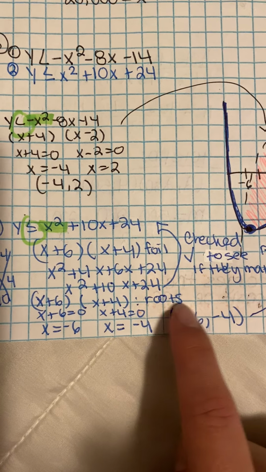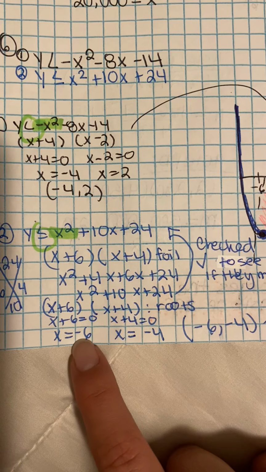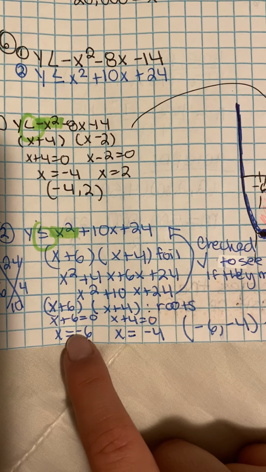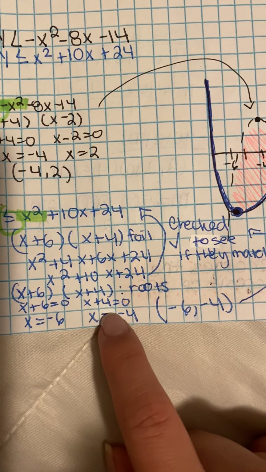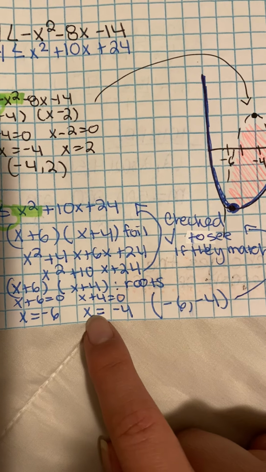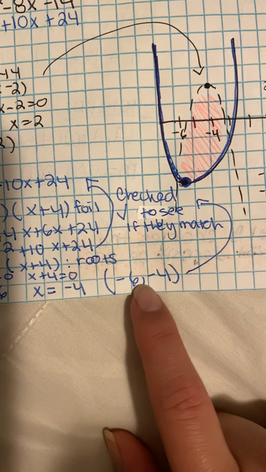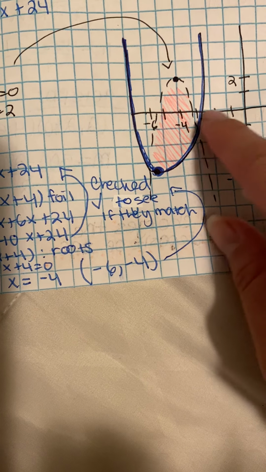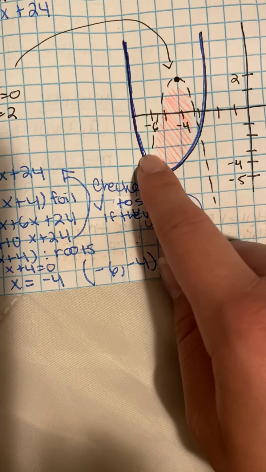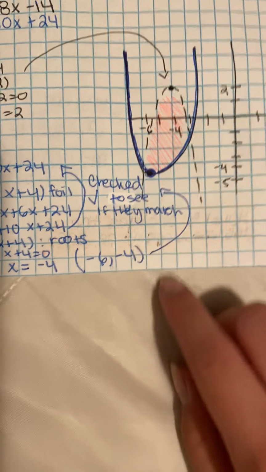And then I got my roots because I did the x method. So I set each one equal to 0. And then I subtracted 6 on both sides, so I got x equals -6. And then for this one, I did the same thing. I subtracted 4 on both sides and I got x equals -4. So my 2 points were -6 and -4. So I went ahead and grabbed this one. I went to the left 6 and then I went down 4. So I grabbed my other point right here.